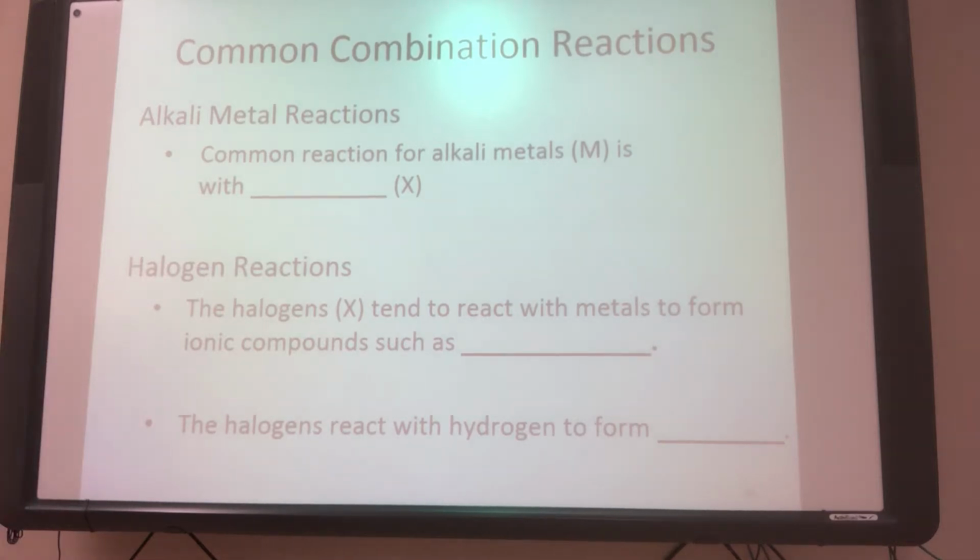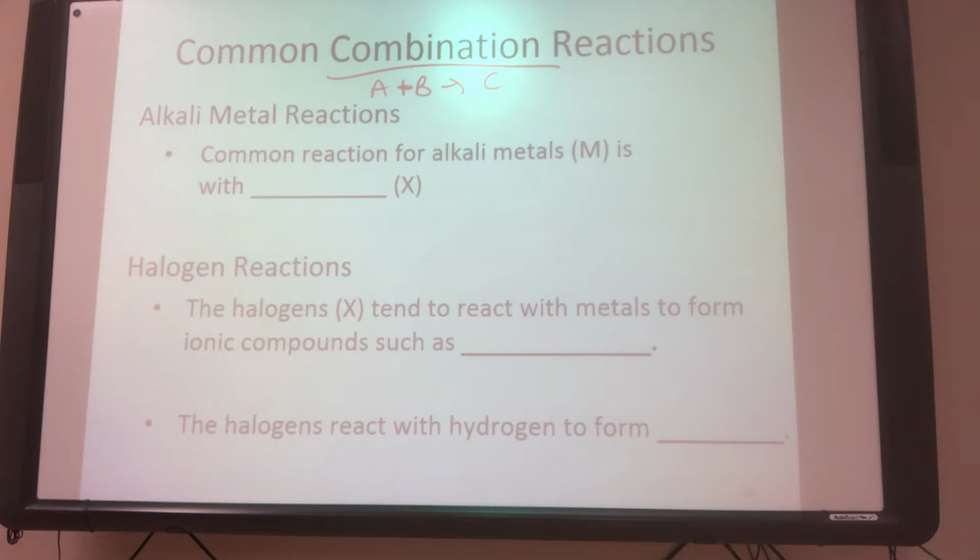Here we're going to continue on with different types of reactions, but here I want to talk about some common combination reactions. So remember, combination was two or more reactants going to a product. So we're going to talk about some sub-combination reactions. All right, so the first one would be an alkali-metal combination reaction, or just an alkali-metal reaction.